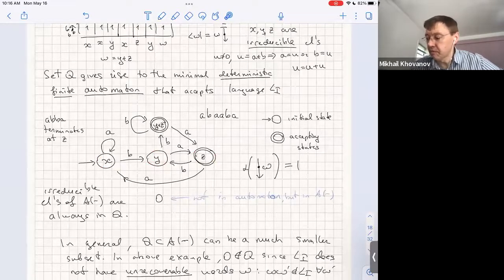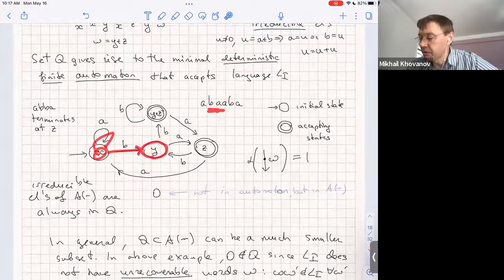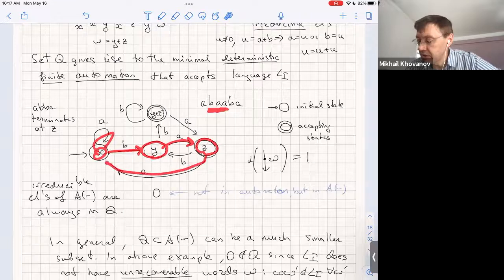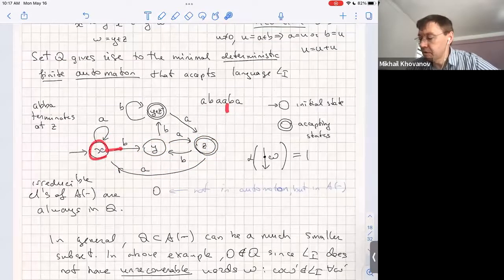So we start here. The first letter is A. So we follow the edge out of every state. We have edges labeled A, B, etc., labeled by letters. So we go here first. First is A, so we read A. Okay, we go back to X. Now we read B, so we go to Y. Now we read A. A takes us here to Z. And A again takes us back to X. So we are here at X. Now B takes us to Y, and now A takes us to Z.